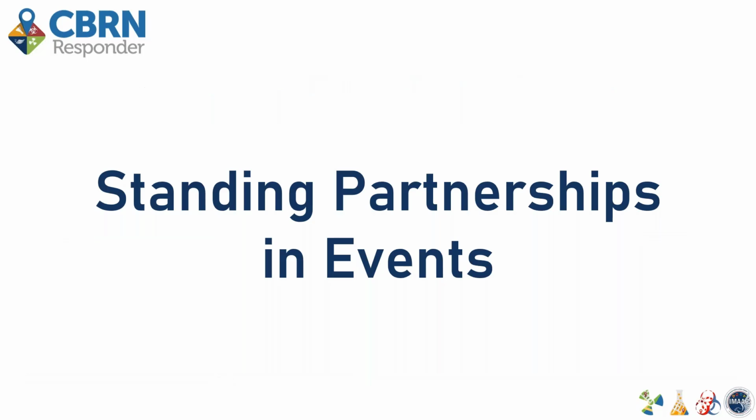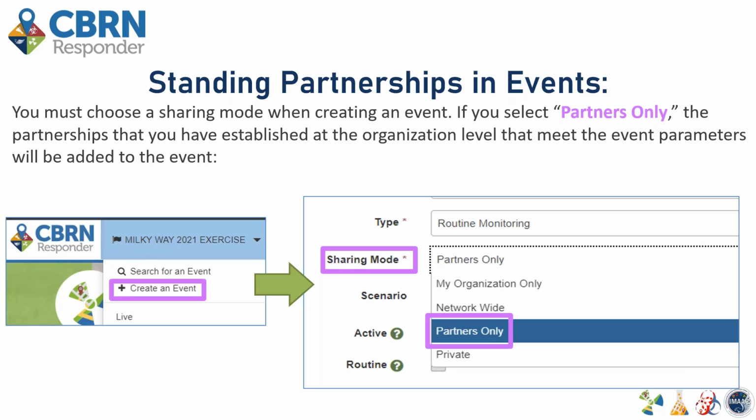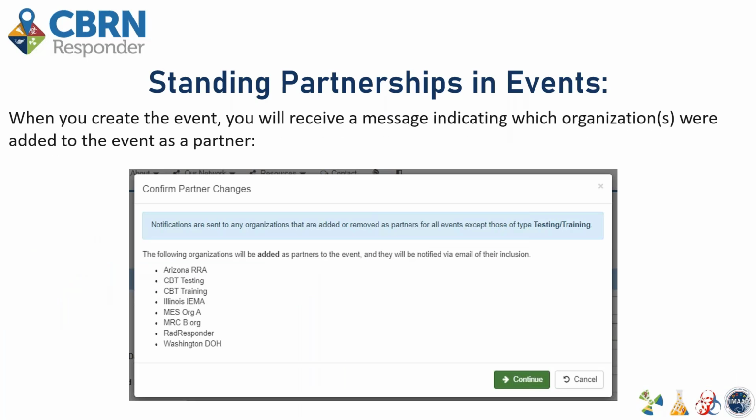We'll now talk about standing partnerships and events, and how setting up your partnerships at the organization level is really going to save you time and be more efficient when you are in a real-world event. When you create an event, you must choose a sharing mode. If you select partners only, all of the partnerships that you've established at the organization level that meet the event parameters will be added to your event. After you select Save Changes when creating your event, you'll receive a modal indicating which organizations are going to be added to the event as a partner and allowing you to either continue or cancel.